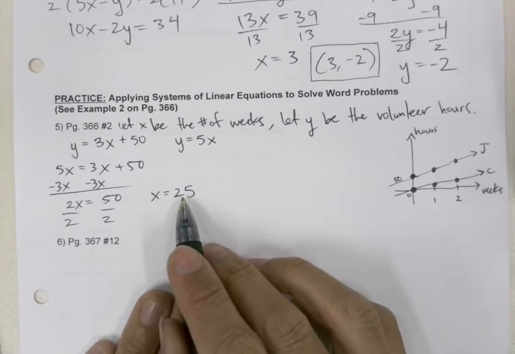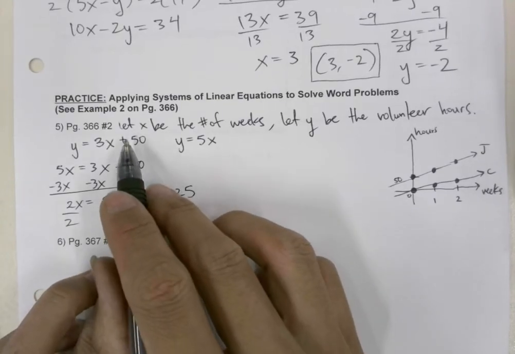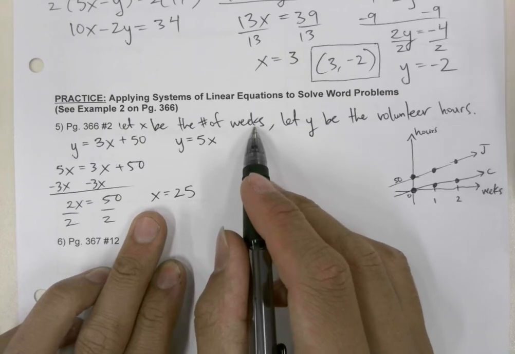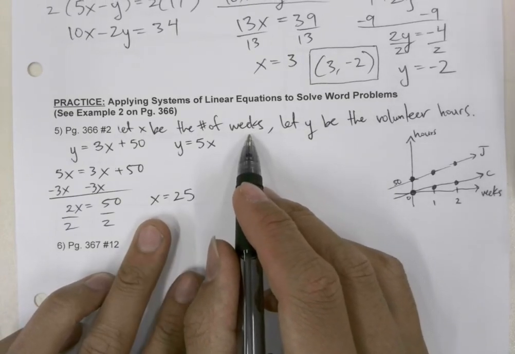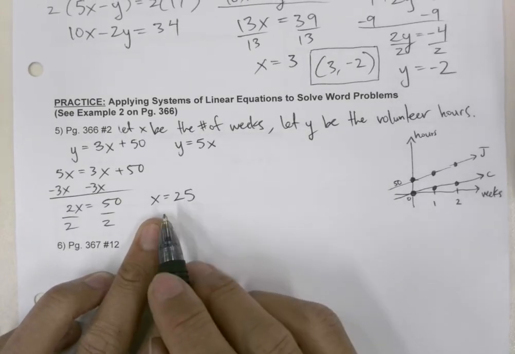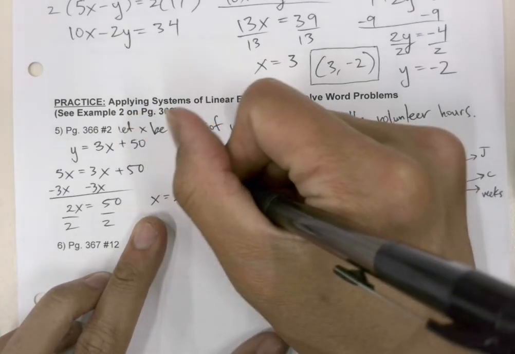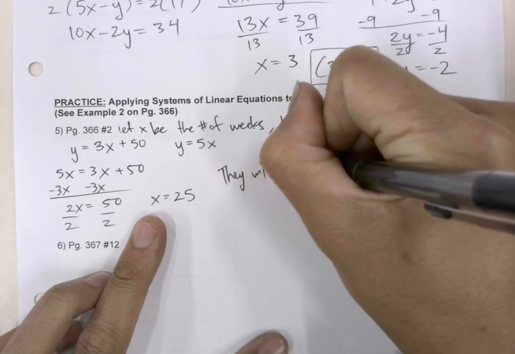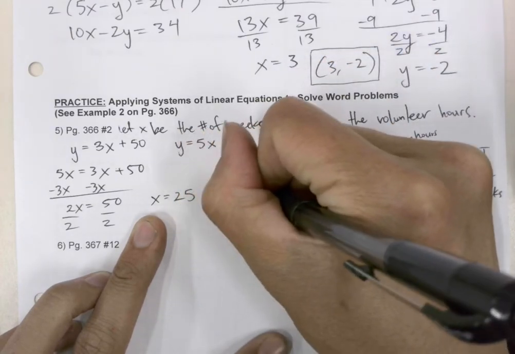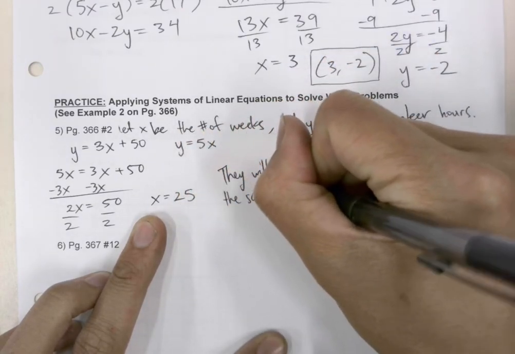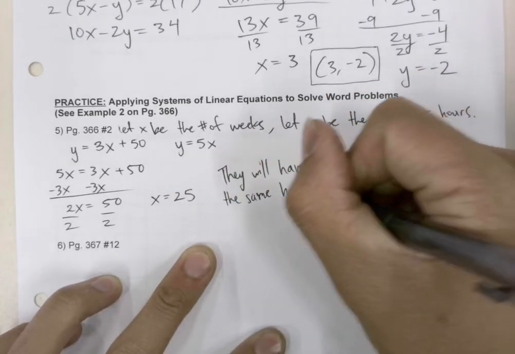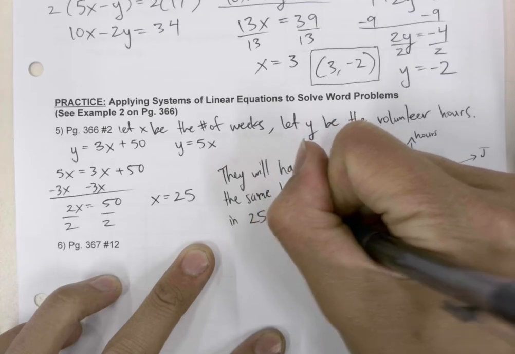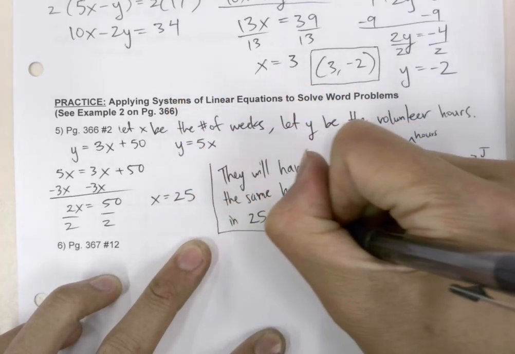25. And what is 25? Well, what is x? Let x be the number of weeks that these people are saving, Jared and Clementine. So the answer is they will have the same hours in 25 weeks. And that's what we're going to put our box around.